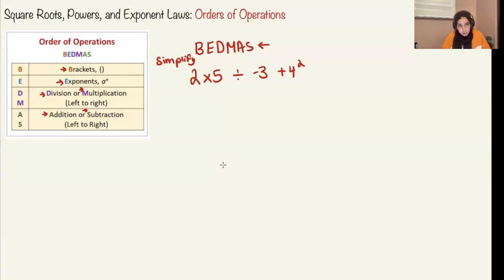The ones that do go left to right are division and multiplication. When I'm on the step of doing division and multiplication, I go left to right. When I'm on the step of doing addition and subtraction, I go left to right. But in general, I want to follow the rule of doing brackets, exponents, division and or multiplication, and then addition and or subtraction. So this is step 1, step 2, step 3, step 4.